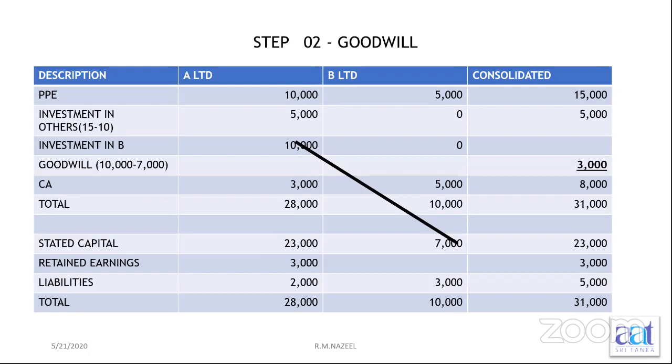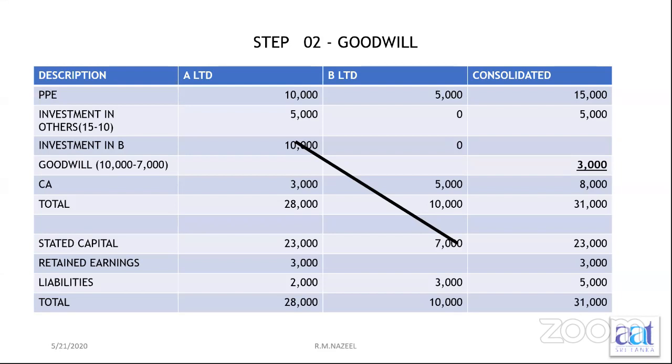So the balance consolidation will be the same: 15,000 PPE, investment 5,000. Investment in subsidiary is gone. Why is it gone? It has been taken for matching purposes. But a new line item, goodwill, comes. Why? Investment is 10,000, net asset is 7,000, so 3,000 is goodwill. And you have current assets. I said stated capital always comes from the parent company, then retained earnings, liabilities.